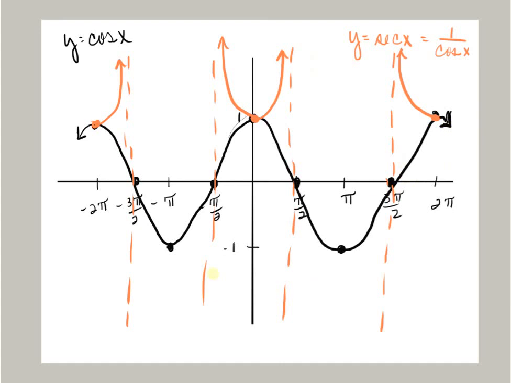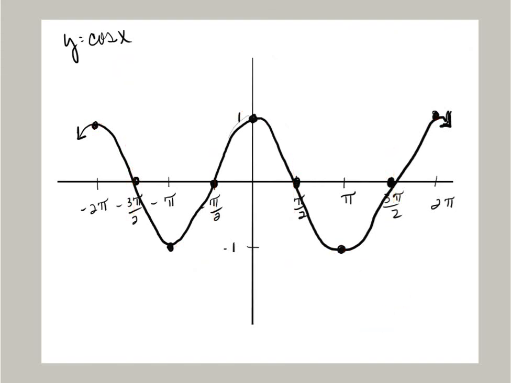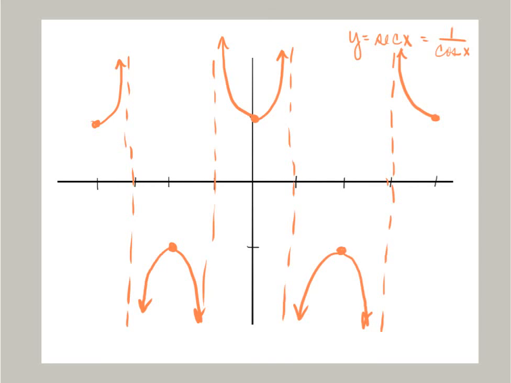Okay, and then where cosine is negative 1, so is secant. And that same pattern emerges. And so here is our secant graph. Okay, using the same quadrant angles, using the same y values as cosine. Okay, tangent and cotangent are similarly related.